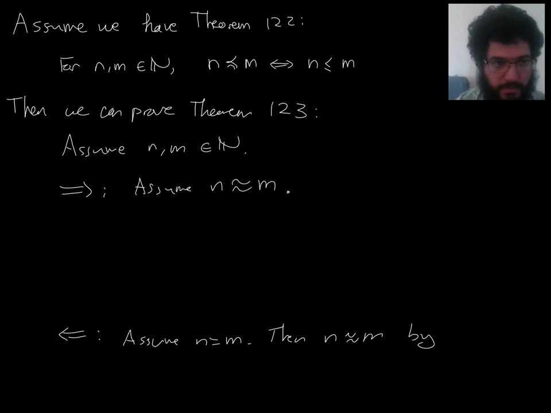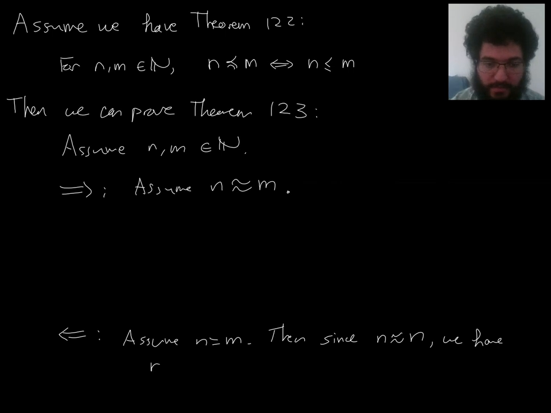So maybe I can write this a little bit better. Then since n has the same cardinality as itself, by that earlier result I just showed you, reflexivity, we have this, sort of using axiom 2, right? Replacing something by something that it's equal to. Okay, so that direction is pretty easy. But then this direction is going to need the hard work from theorem 122 to prove.